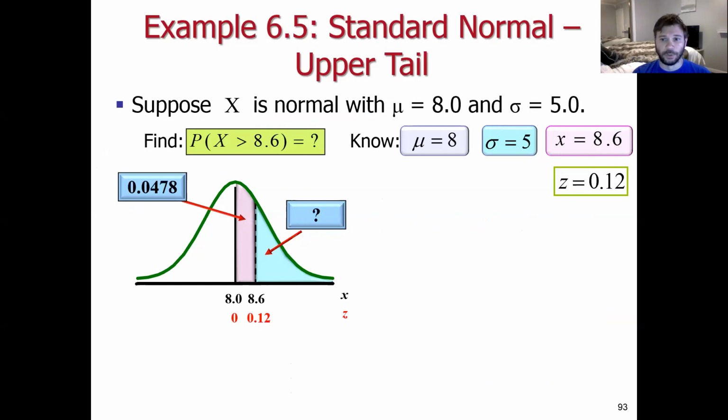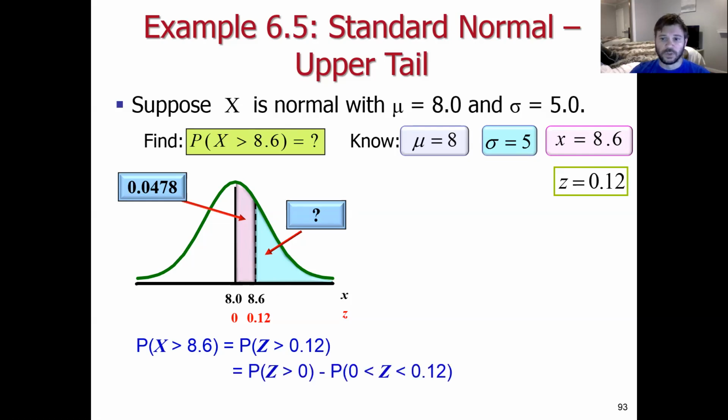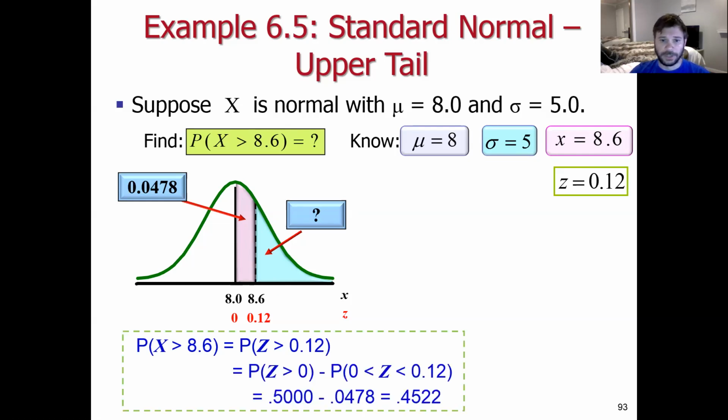We want to find that light blue region, which is equivalent now to asking the question, what's the probability that z is greater than 0.12? And in order to figure that out, we're going to take the entire area to the right half of the mean, which we know has to be equal to 0.5 in area. Then we're going to subtract the pink region out of it to leave us with the blue region. Once we do that, we are left with a probability of 45.22%. That is the area defined by this blue region.